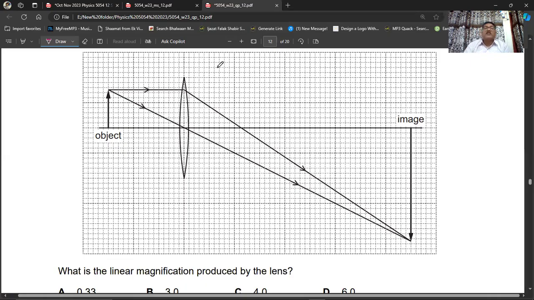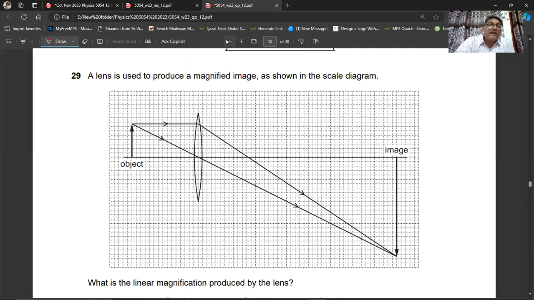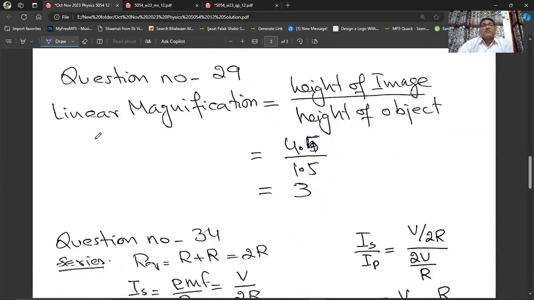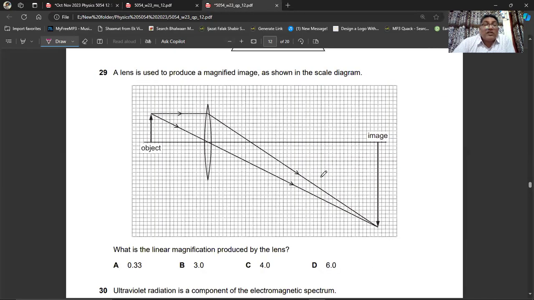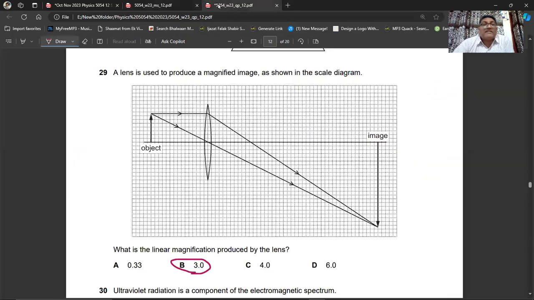The formula for the linear magnification is the height of the image divided by the height of the object. So let's see. Linear magnification is the height of the image divided by the height of the object, 4.5 centimeters divided by 1.5 centimeters, and that will be 3. So the linear magnification is 3. So I think B is the choice. Question number 29, B is the right answer, sir.